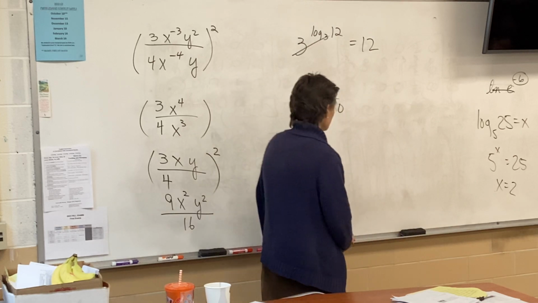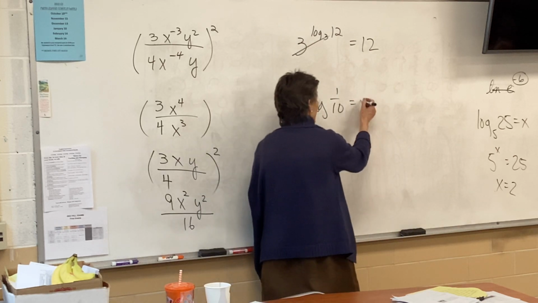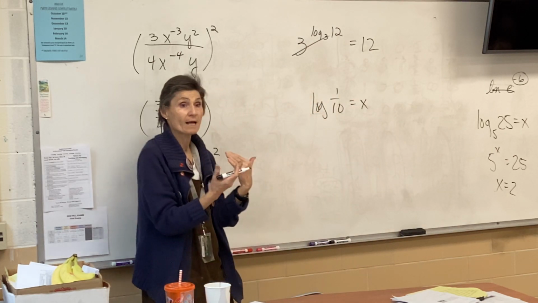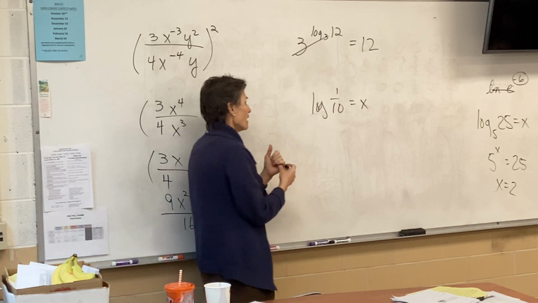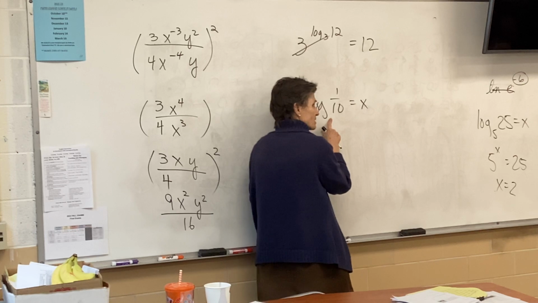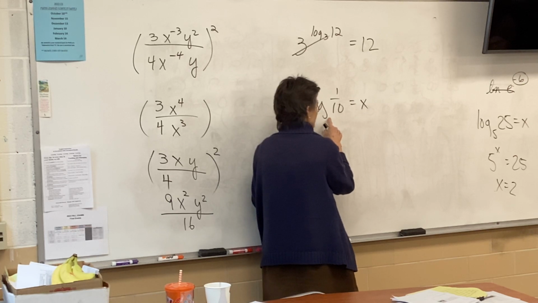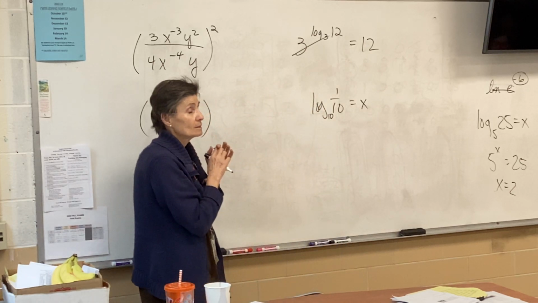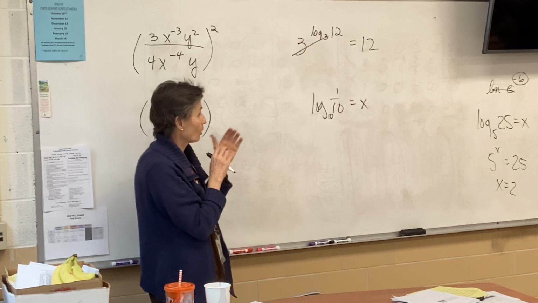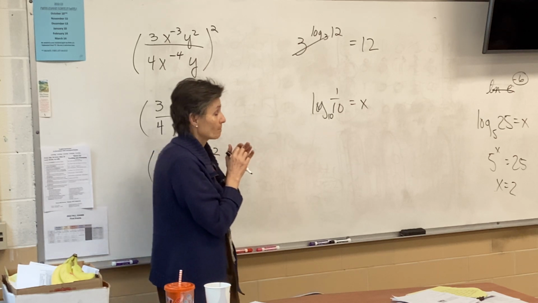So if you want to, you can set it equal to x, and then it looks like a loop-de-loop problem. Except there's no base. What is the base? Log base 10. There's a 10 there. LOG means 10. If there's no other number, it doesn't say log base 7 or log base 5, then it's log base 10.